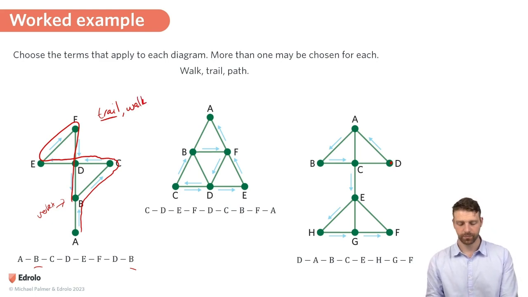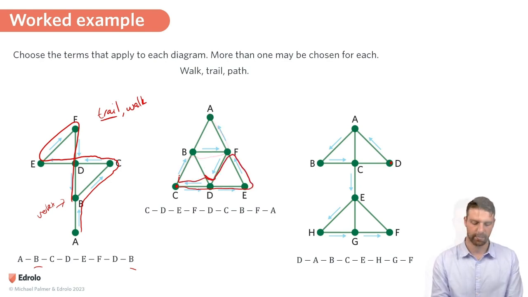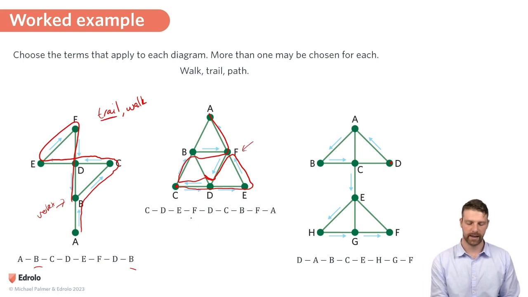Okay, next one. We've got C, D, E, F, D, C, B, F, A. So let's start at C, and let's use those blue arrows to help us walk along. C, D, E, F, D, and then C, then B, F, A. So I can see I'm repeating that vertex F, and looks like I repeated this edge here at C, D. So we've got a repeated edge, which means that it can't be a trail, and that means it can't be a path either. So this is just a walk.